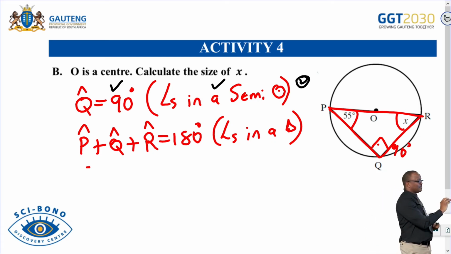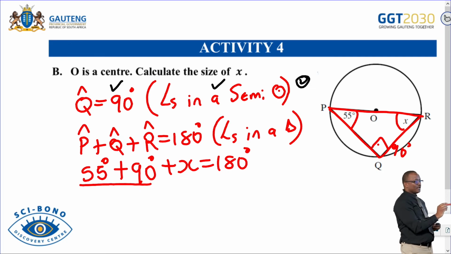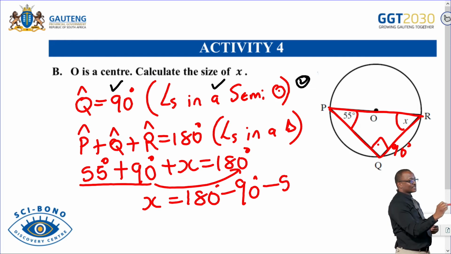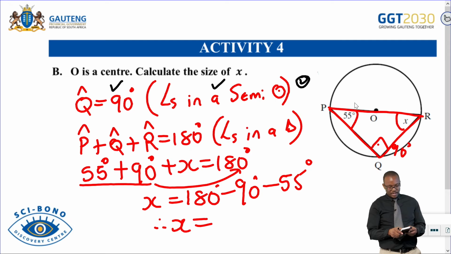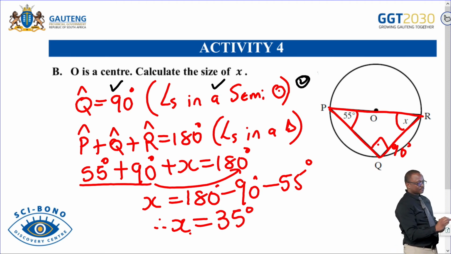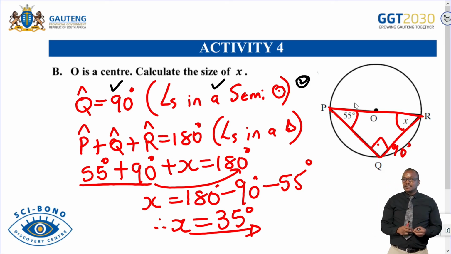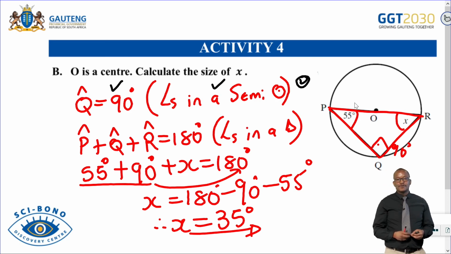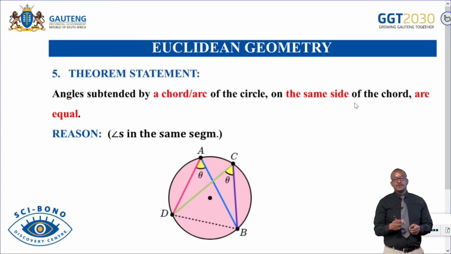Then what is angle P? It's 55. What is angle Q? It's 90 degrees. R is x. Then 180. Then you add the 2 and transpose them to the right hand side. Then your x is going to be 180 minus 90 minus 55. Then you use your calculator to get the value of x. If you say 180 minus 90 minus 55, we are going to get 35. Correct? So now you see that for you to calculate x, there was a certain step that you needed to perform, which is to get that 90 degrees there.